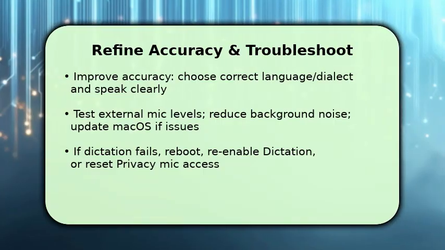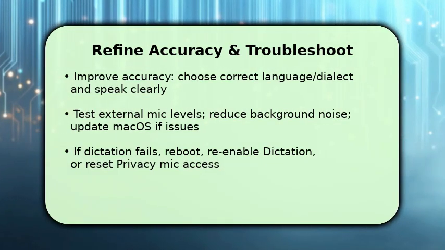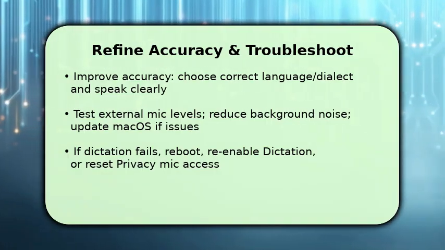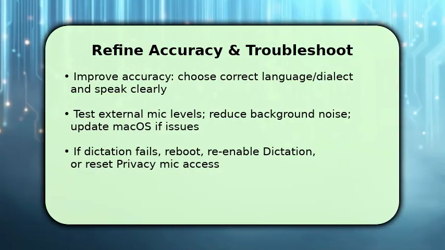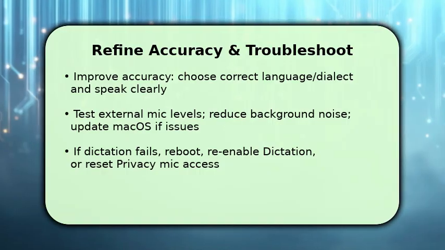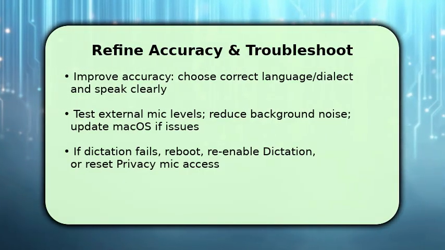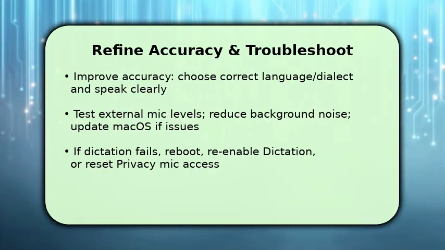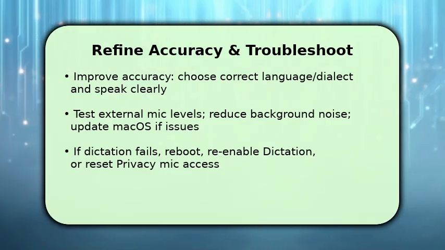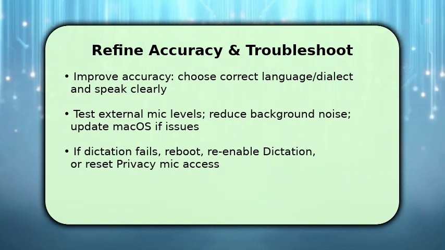You finish by improving accuracy and handling problems. Make sure dictation's language and dialect match your voice. Swap to an external mic if clarity is poor and lower background noise for better results. If transcription lags or stops, check microphone input levels in Sound settings and install any macOS updates. If dictation still fails, reboot the Mac, toggle dictation off and on, and re-grant microphone permission under Privacy and Security. That quick reset fixes most issues, so you can keep dictating reliably.